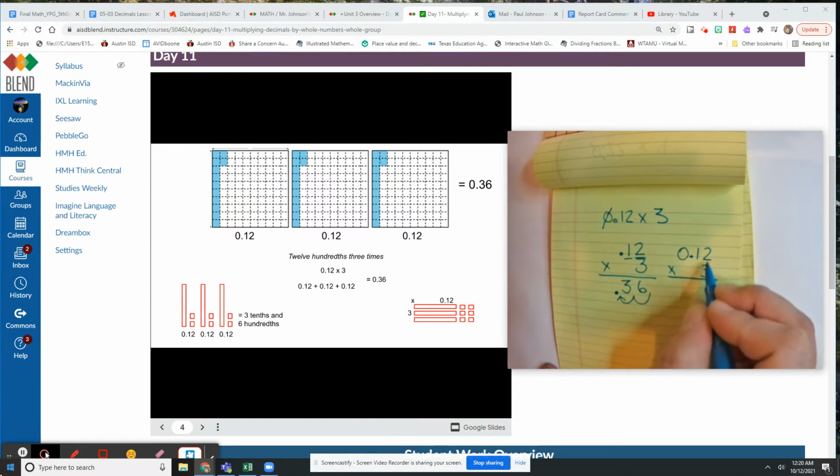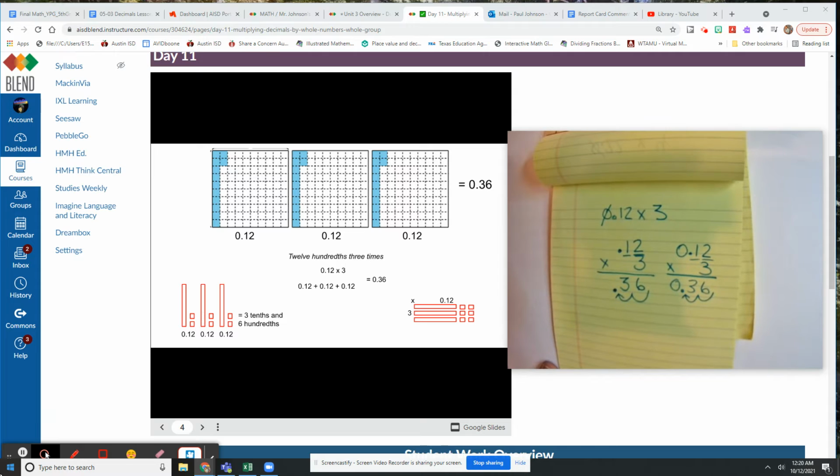All right, I can do the same thing over here with that extra 0. 3 times 2 is 6. 3 times 1 is 3. 3 times 0 is 0. And then I still count decimal places and place my decimal point. So it's one extra step.